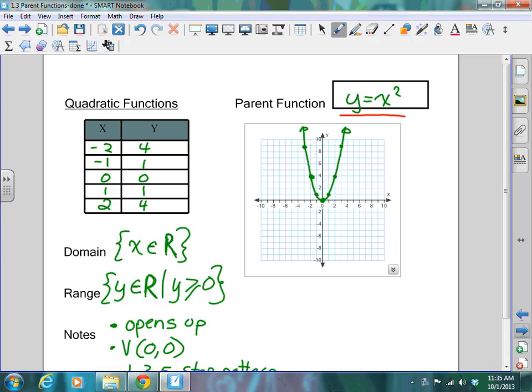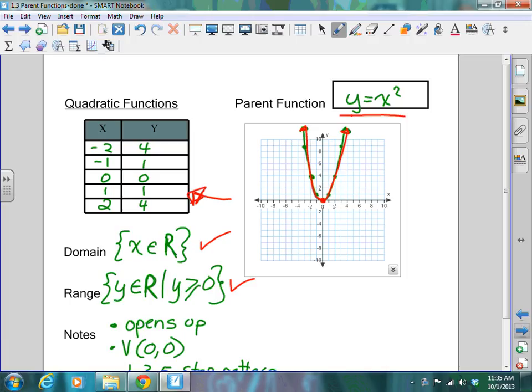So again, you can either use a graphing calculator, graph this up, get this graph, and then press second and graph, and you'll get this table. Or you can just sub values into the equation. And again, you're going to notice for the domain, x belongs to a set of real numbers. There's no restriction there. And for the range, y has to be greater than or equal to 0 for the parent function.